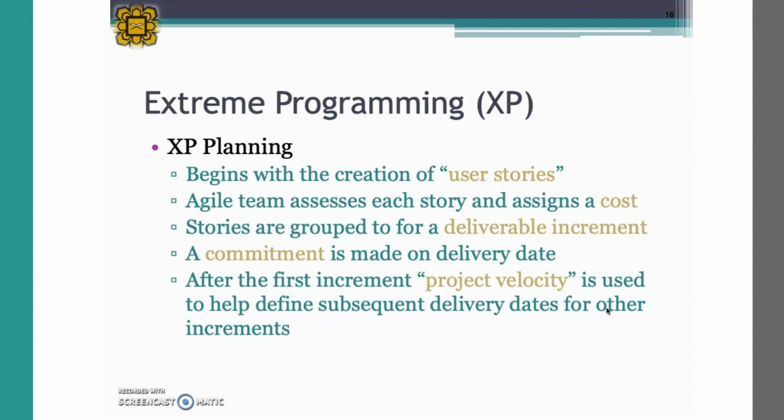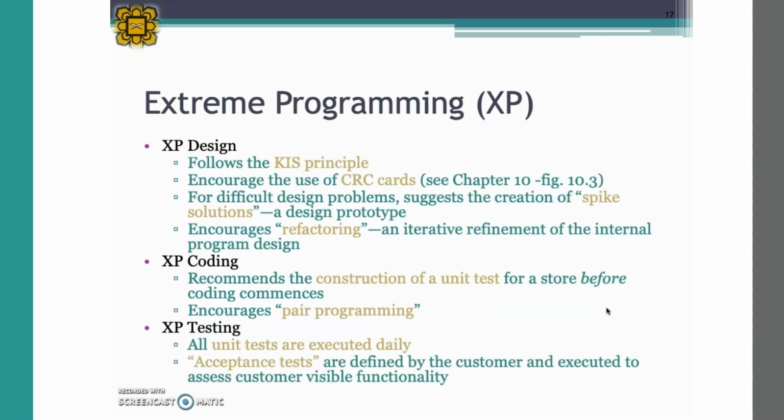So a commitment is made on a delivery date and how fast you are able to produce it. After the first increment, project velocity is used to help to define subsequent delivery dates for other increments. For the next increment, how long you're going to spend, and which user stories will be implemented.